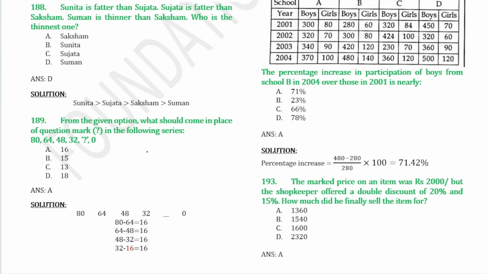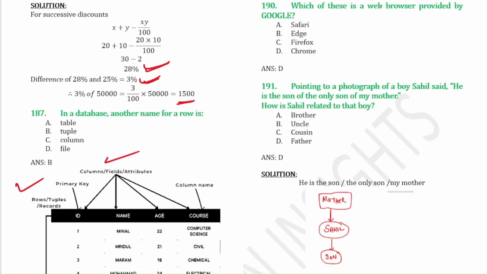Next, you have to find the question mark in the following series. If you subtract 80 minus 64, it will give you 16, and then 64 minus 48 will give you 16. 48 minus 32 will also give you 16. So 32 minus 16 will give you this number. So that is 16. Next, which of these is a web browser provided by Google? So that is Chrome.